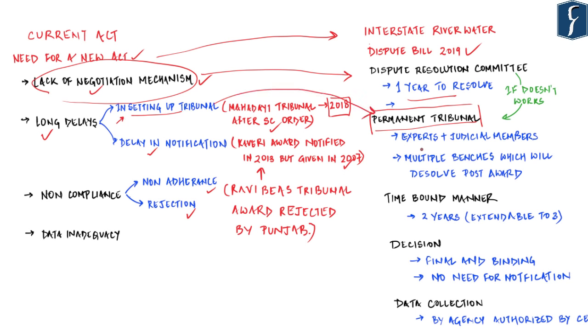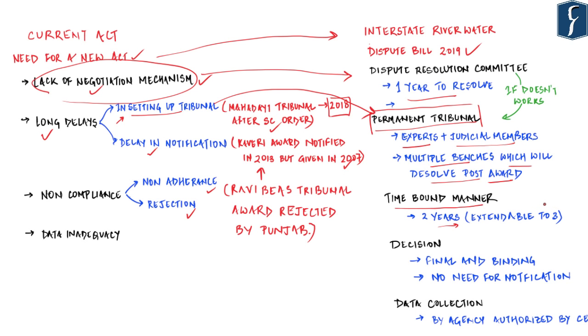This tribunal shall consist of experts as well as judicial members. In place of multiple tribunals as provided by the current framework, the bill provides for multiple benches which will deal with each and every river dispute. The issue of delays has been taken care of by including a time-bound clause. It will be mandatory for the tribunal to provide the award within a period of 2 years, which can be extended only by 1 year.